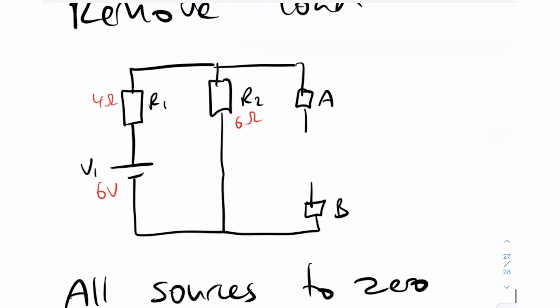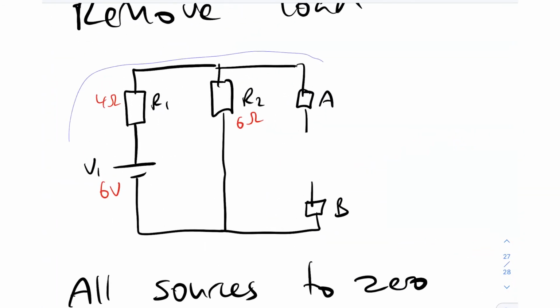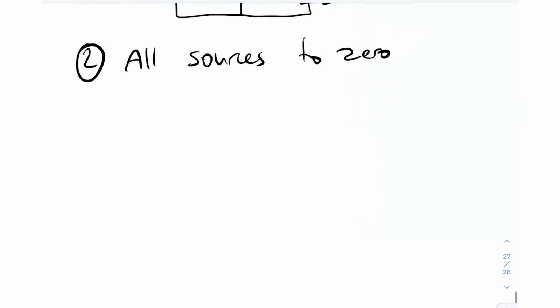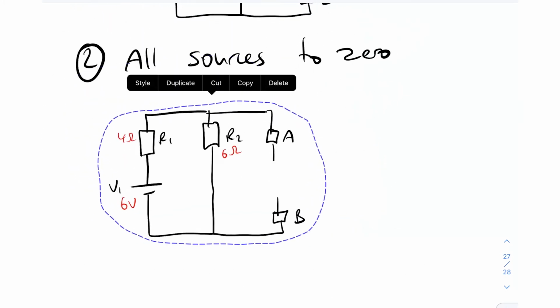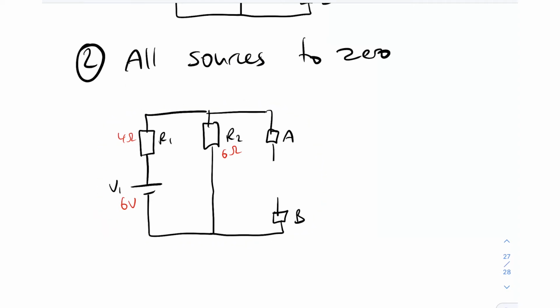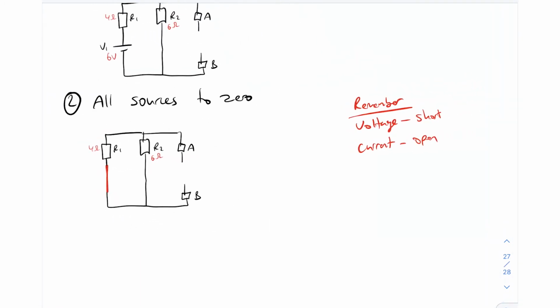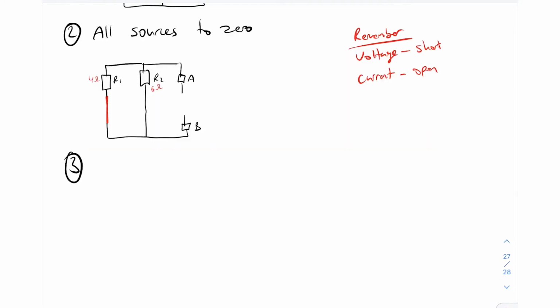So what are we going to do with this voltage source? We're going to set it to zero by doing what? Hopefully you said the right thing. We're going to give it a short circuit. To remove the voltage source, give it a nice short circuit. And that's it. If we had more sources, we'd do that, but we've only got one source in this instance. So we've set all the sources to zero.